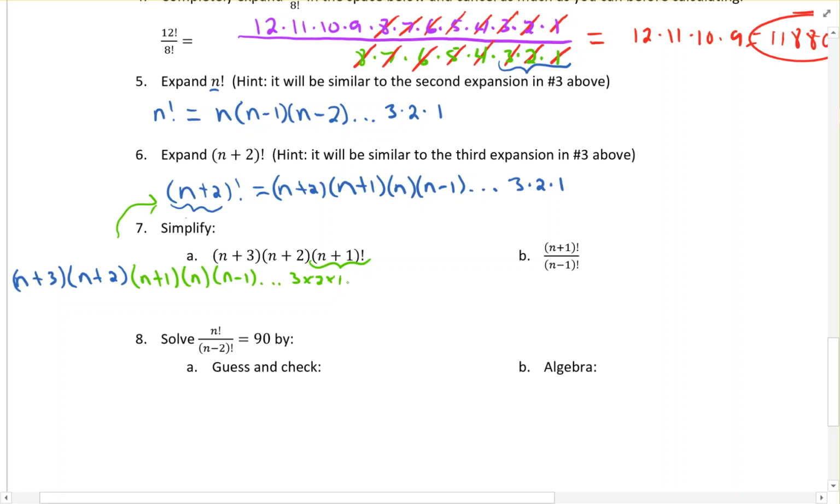So it says simplify this now. So how can you simplify this? Well, simplifying this is really just recognizing that this pattern now starts at n plus 3, right? n plus 3 and then n plus 2, n plus 1. This whole thing altogether is really n plus 3 factorial, right? We've just added on to our pattern there. So n plus 3 factorial would be the simplified version of this now.